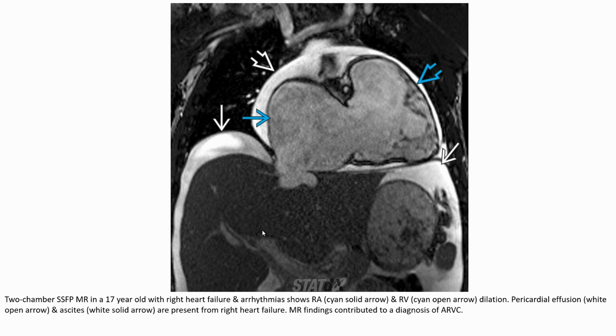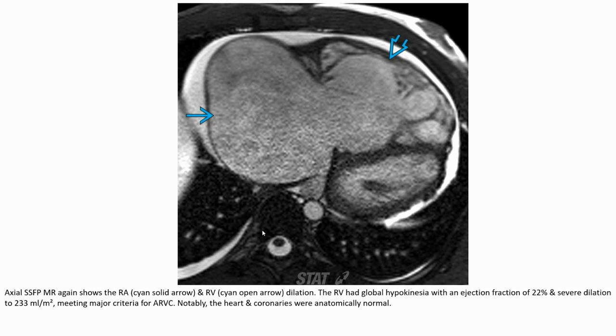So this is an echocardiogram. Right atrium and right ventricle dilatation, pericardial effusion, and ascites are present from right heart failure. Other findings contribute to diagnosis of ARVC. This echocardiogram also shows right atrium and right ventricle dilatation, right ventricular focal hypokinesia with an ejection fraction of 22% and severe dilatation to 233 mL/m², meeting major criteria for ARVC.